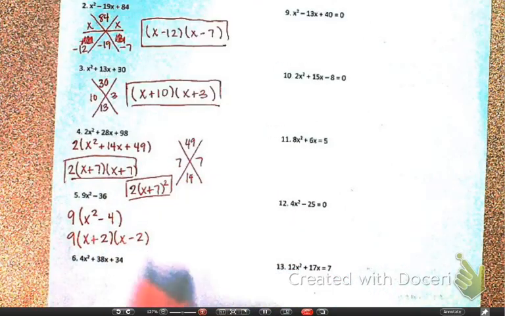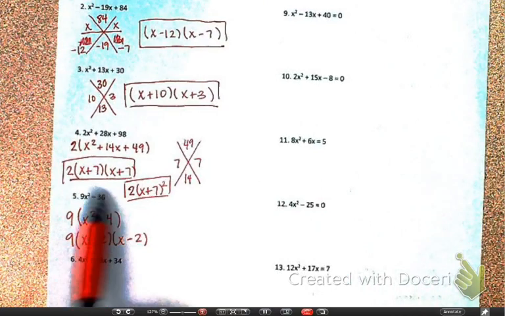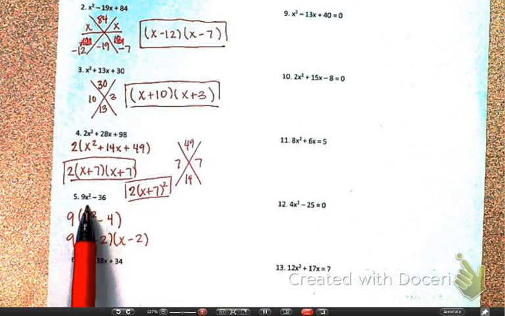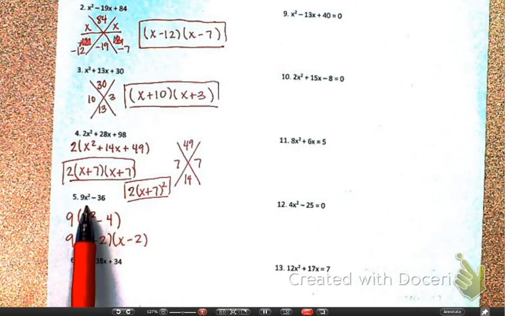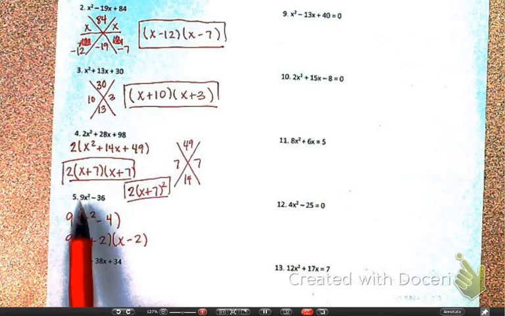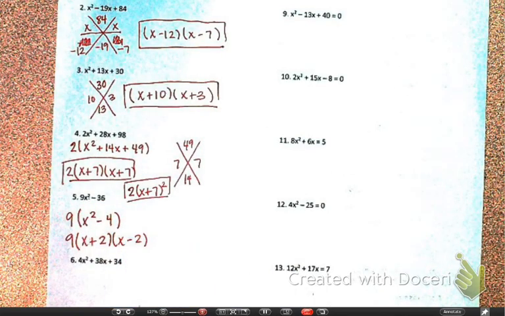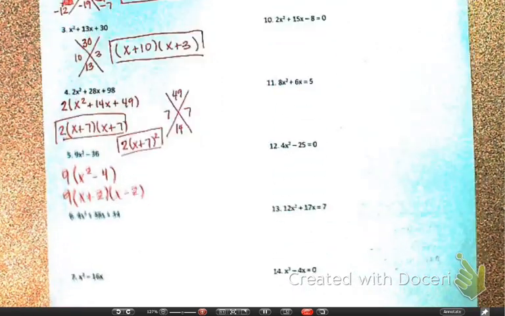Now if you look at this original problem, is that difference of squares as is? Yeah, right? You would have 3x plus 6 times 3x minus 6. But there's that GCF that you have to pull out. So make sure you check GCF first, even though it looks like difference of squares initially. Okay. Number 6, do I have a GCF there?